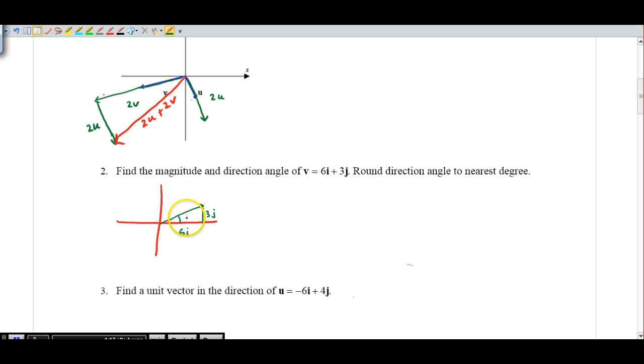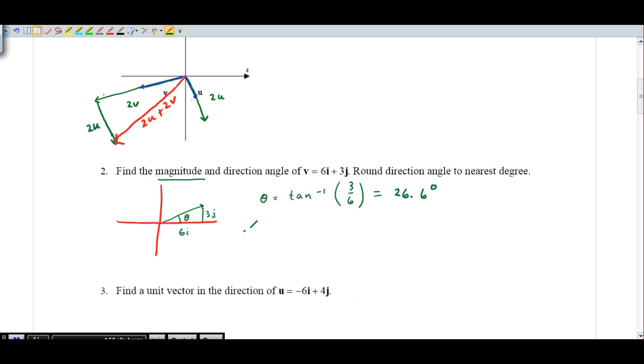This is the angle, and the angle equals inverse tangent of 3 over 6, and that's equal to 26.6 degrees. I need to find the magnitude.